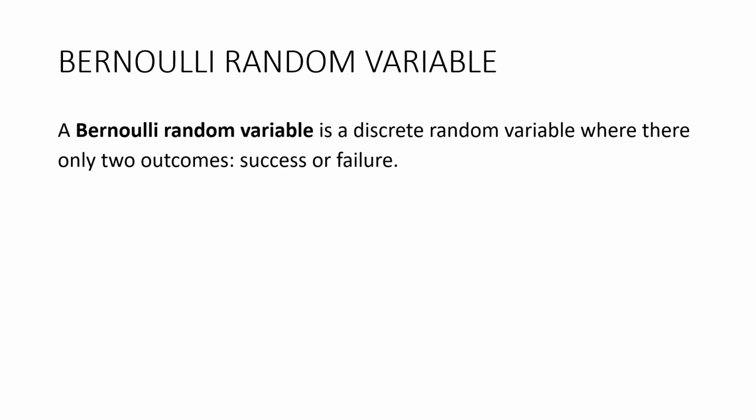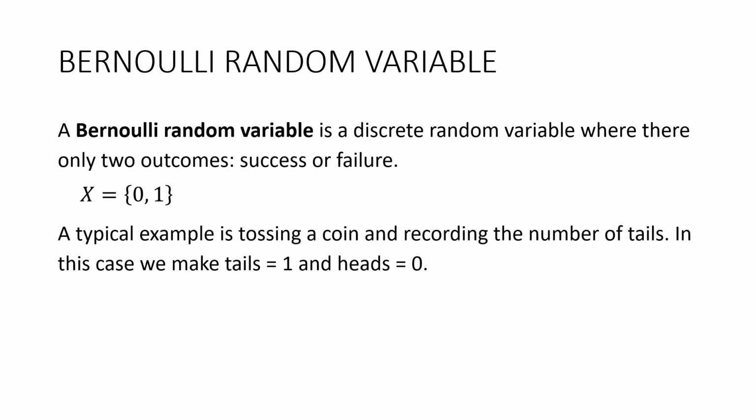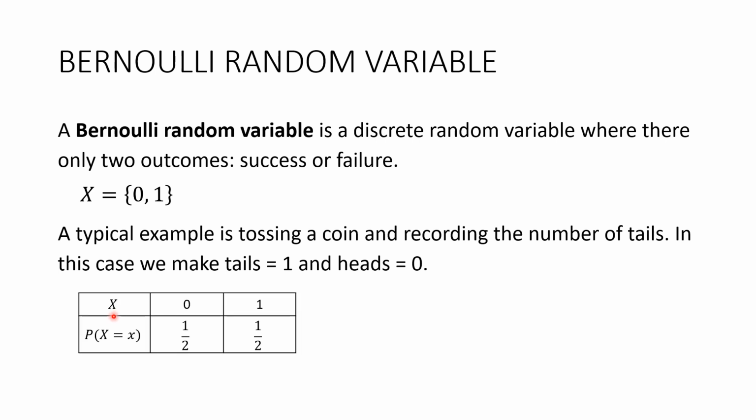A Bernoulli random variable is a discrete random variable where there are only two outcomes, success or failure. Now remember, discrete means whole numbers, and in this case, they're going to be 0 or 1. 0 for failure, 1 for success. A typical example is tossing a coin and recording the number of tails. In this case, we could make tails equal to 1, that's success, and heads or no tails equal to 0. Now, in a table, you can see here we have our random variable, and here are the possibilities, 0 or 1, and here are the probabilities. And in this case, it is a uniform distribution because all the probabilities are equal.